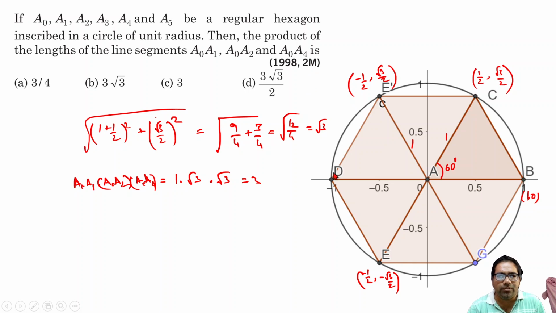A0, A1, A2, A3, A4. A4 is this point. So obviously this distance should be equal to this distance because both are symmetric in nature, both are mirror images with respect to this x-axis. So this distance is also root 3, this distance is root 3, and this distance is 1. So the product of three distances is 1 into root 3 into root 3, which is equal to 3.